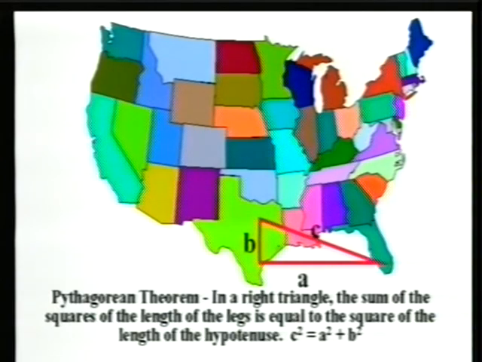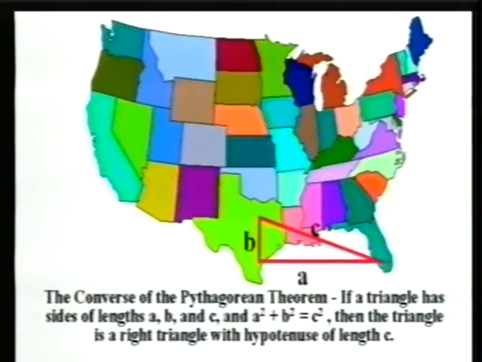Now, since we've discussed the Pythagorean theorem, let's talk about the converse to that. The converse of the Pythagorean theorem is if a triangle has sides, lengths a, b, and c, and a squared plus b squared is equal to c squared, then the triangle is a right triangle with the hypotenuse of length c.